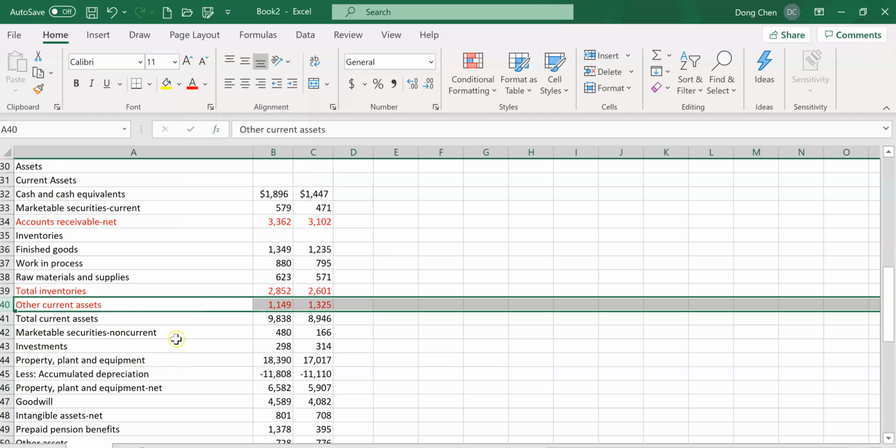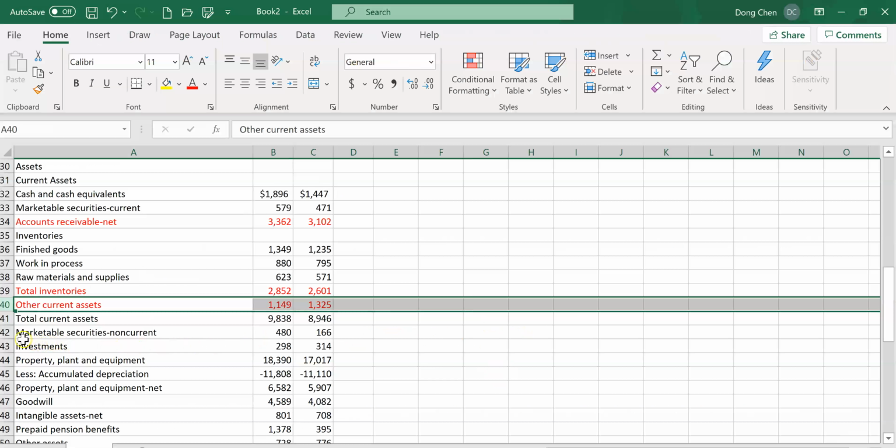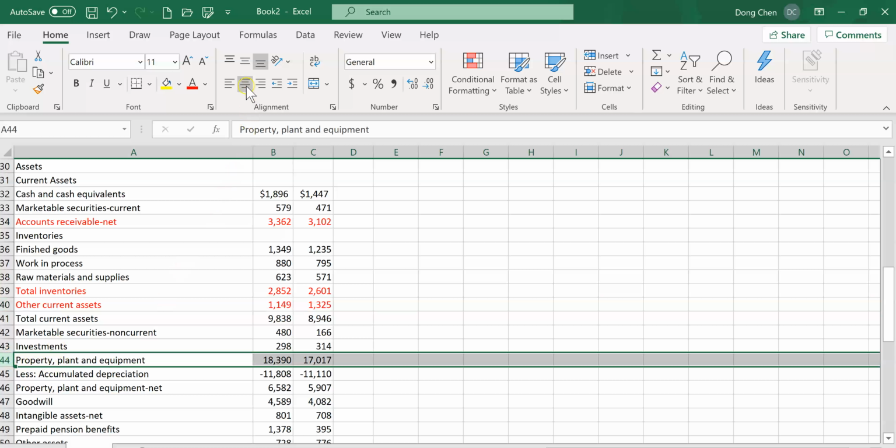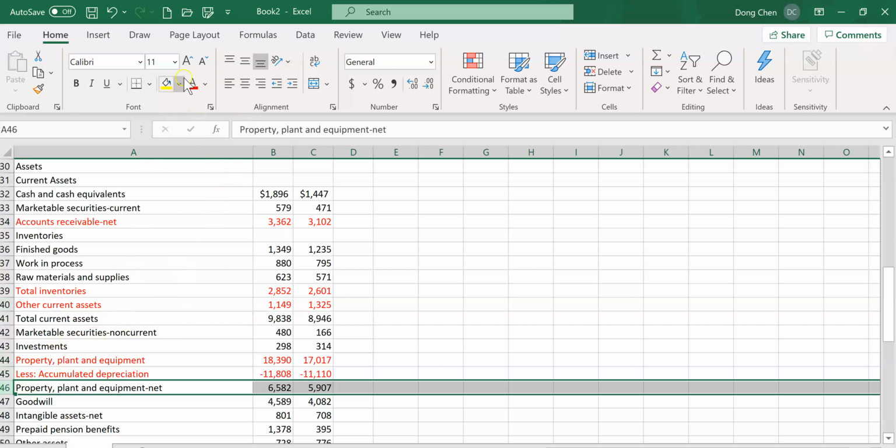So marketable securities, non-current. You can see the hint here. It says non-current investments are the non-operating item. This is also generally done. And investments, this is not operating either. And property, plant, and equipment, this is operating. And net accumulated depreciation, and then the net PPE, operating.